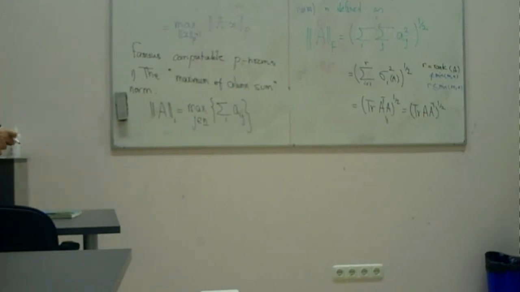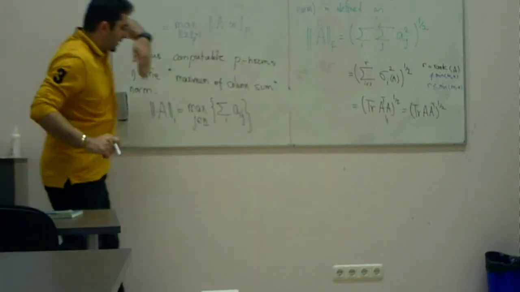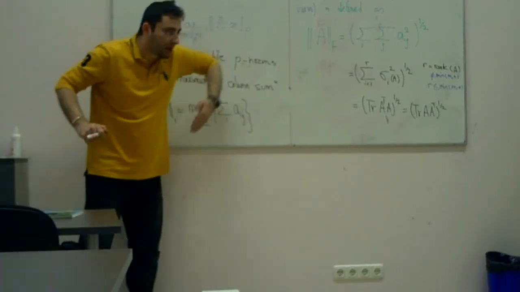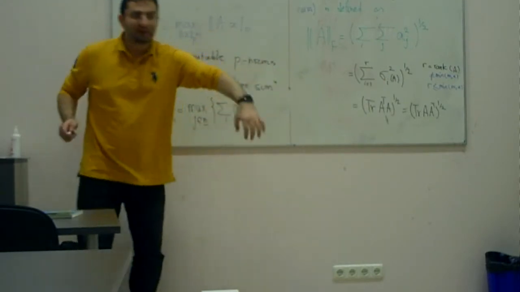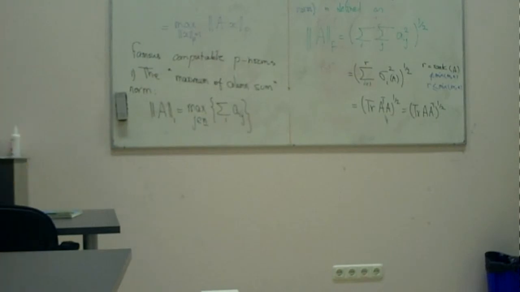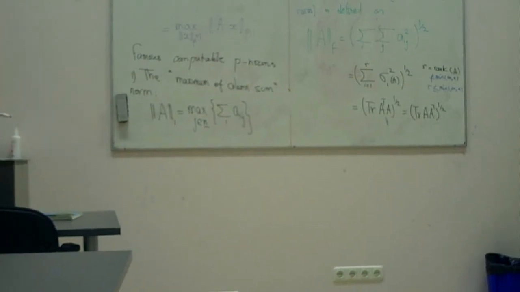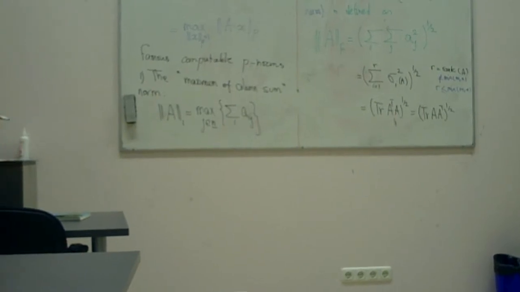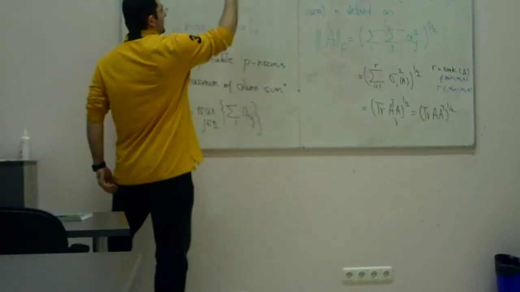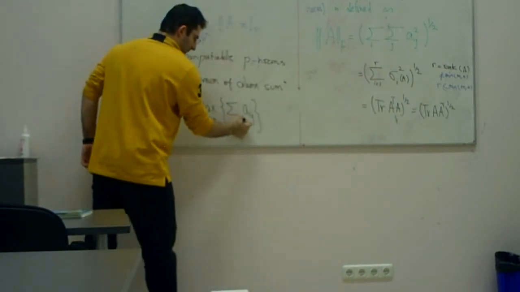It is the maximum over the columns. The j's are the columns, column 1, column 2, column 3. What we do, we add all the columns and we pick the maximum. What is the maximum value? And if A is n by n, you understand this goes from 1 to n.